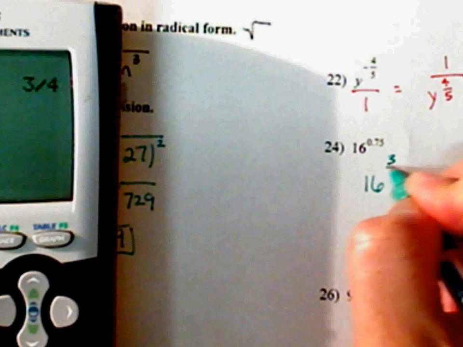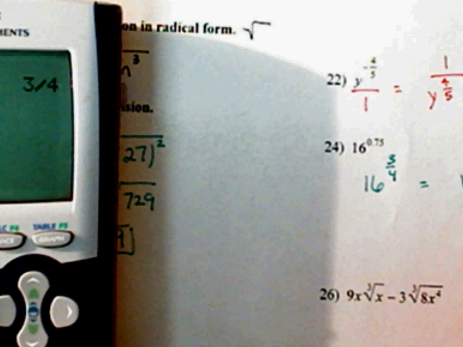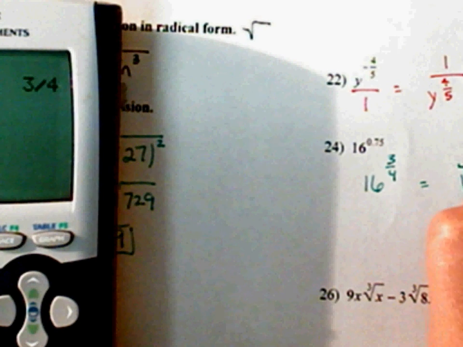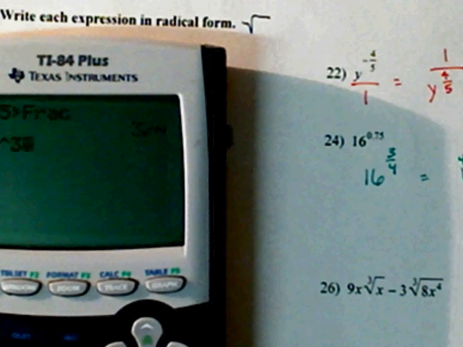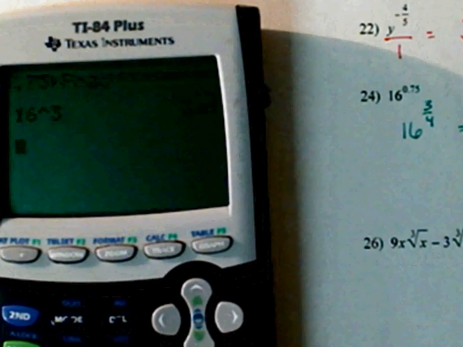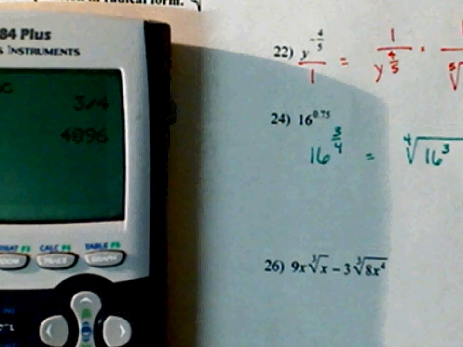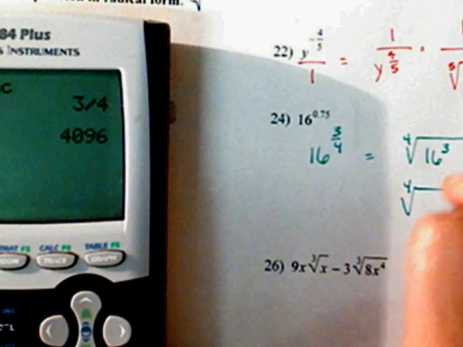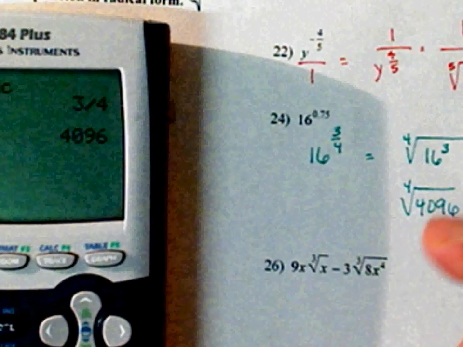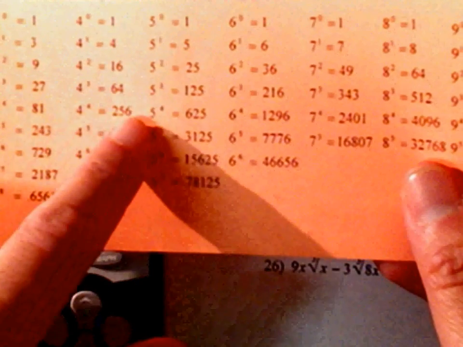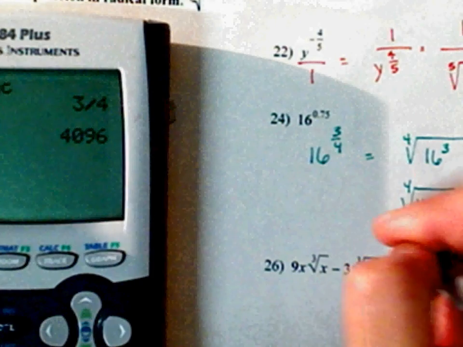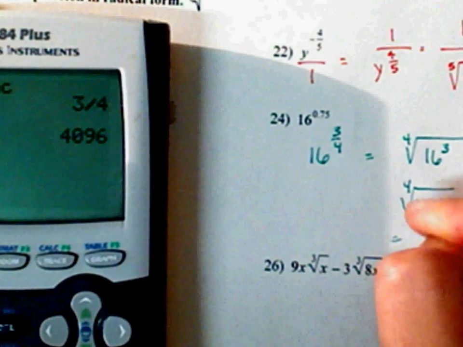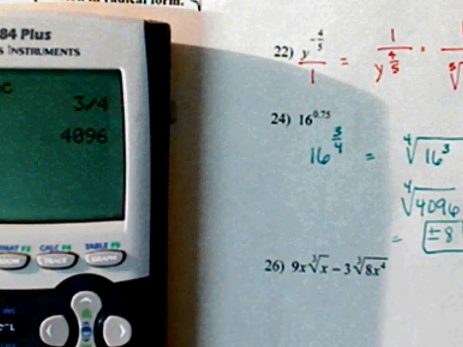Write this in radical form, 16 to the 3rd power with a root of 4, okay? What is 16 to the 3rd power? It is 4096. What's the 4th root of 4096? Right there, it's an 8. So plus or minus 8 because it is a positive, it's an even root.